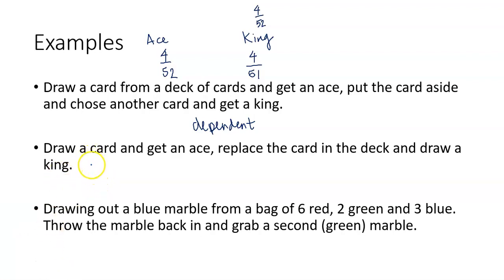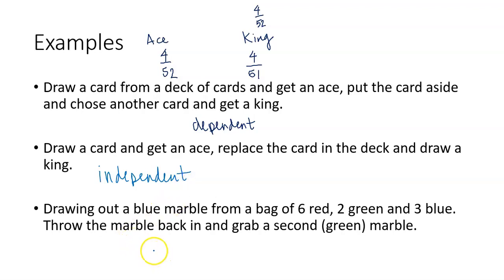Draw a card and get an ace. Replace the card in the deck and draw a king. So this time, because we're replacing that first ace back into the deck and then shuffling it again and then drawing again, our probability for drawing a king has not changed. It would still be 4 out of 52. So in the second one here, these events are independent.